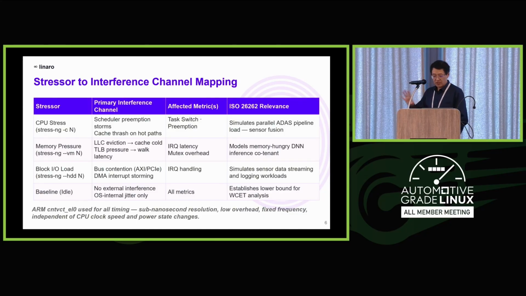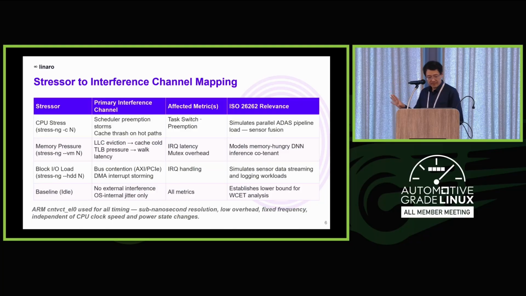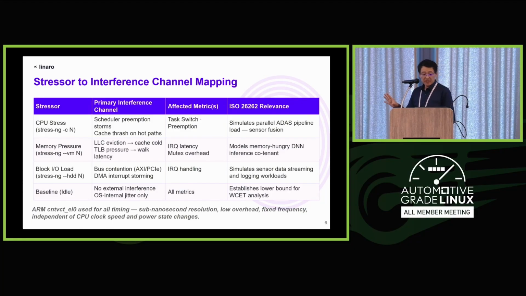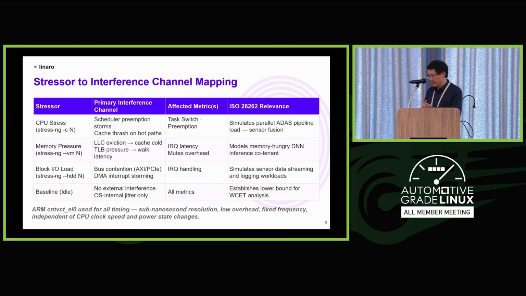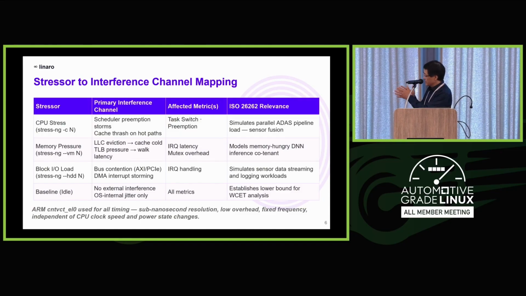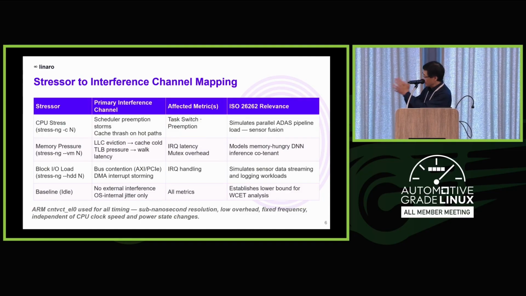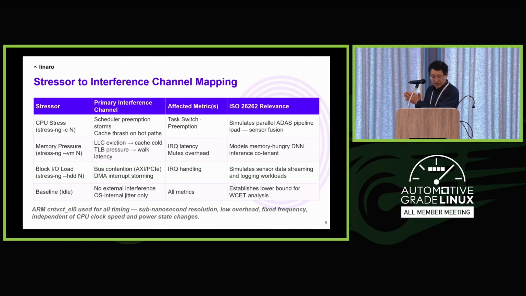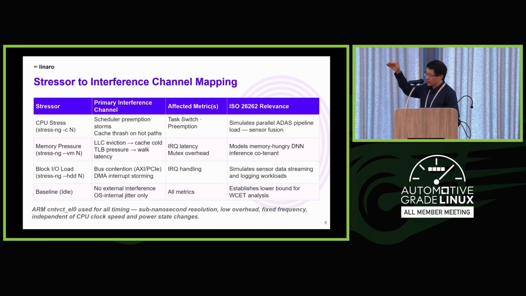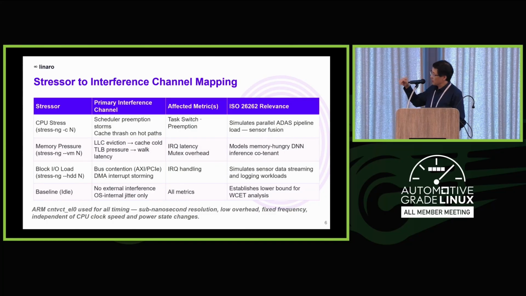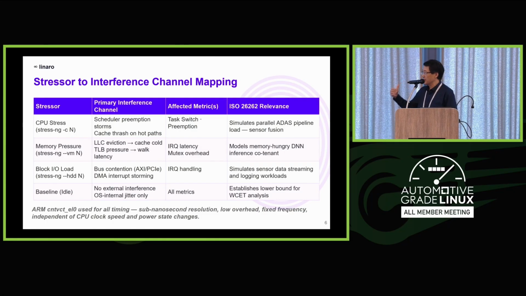Interference could be kicked in, right, to our safety application. And in the case of the block I/O load, potentially you're going to see some bus contention or DMA interrupt storming, right? That kind of interference attacking and causing interference in your safety application. So this is theoretically potential, right? For each different type of stress, what kind of interference could be introduced to the safety application.